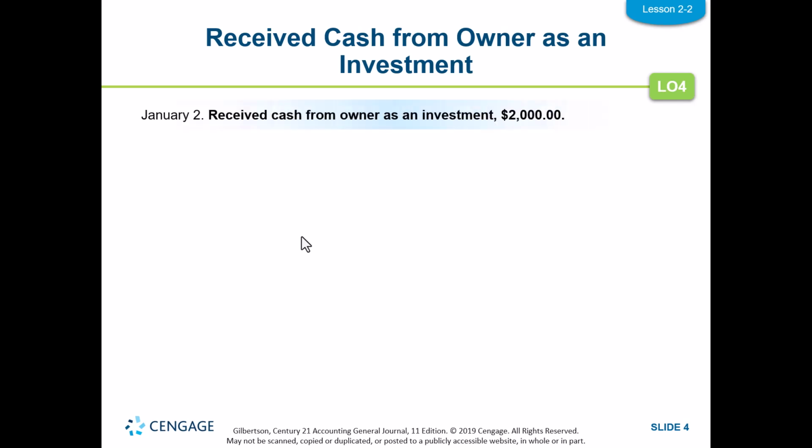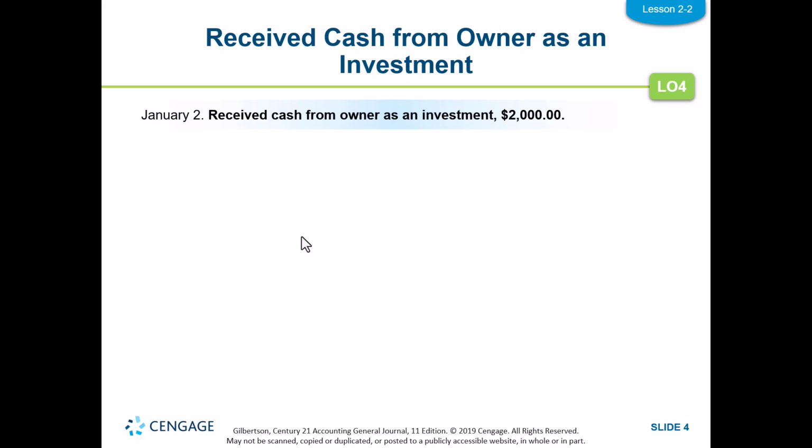So here, let's look at some transactions. It says we receive cash from owner as an investment. So what's happening here? What do you guys think? What two accounts? Perfect. Assets and owner's equity, but specifically what with assets? Cash. What are we doing with cash?